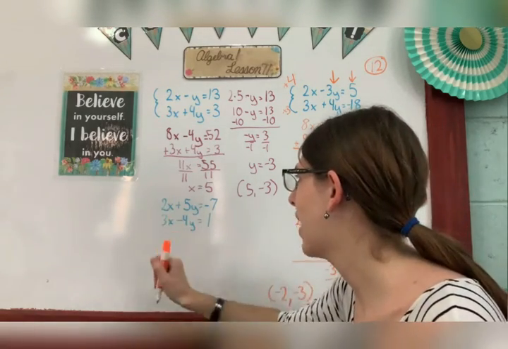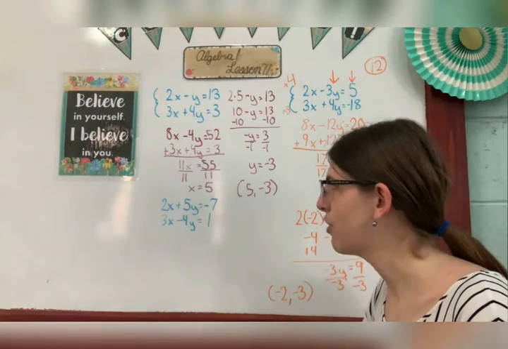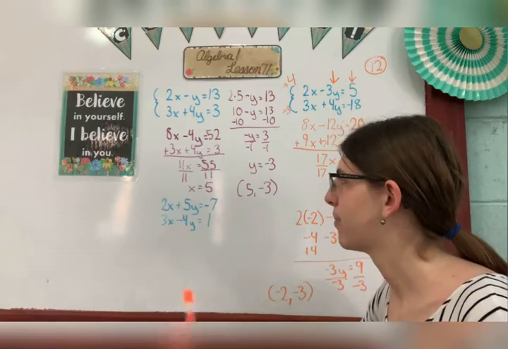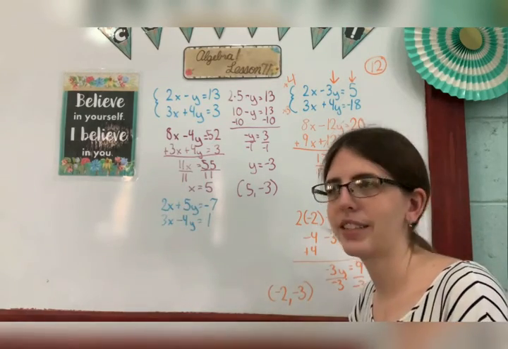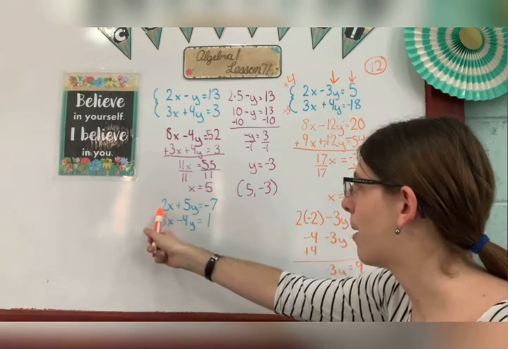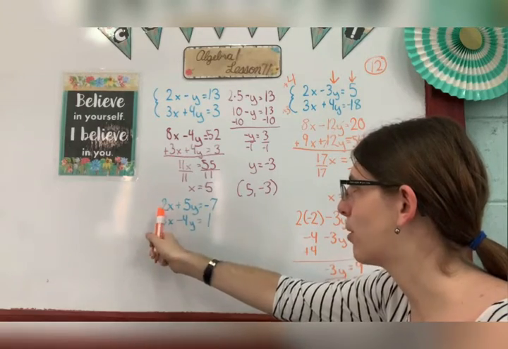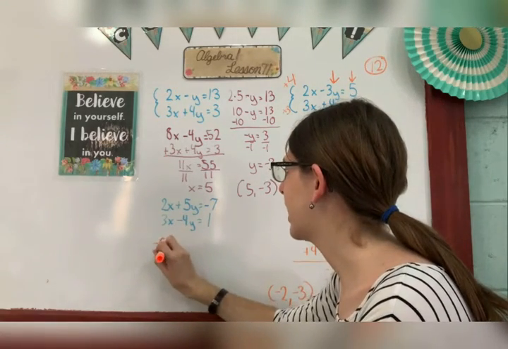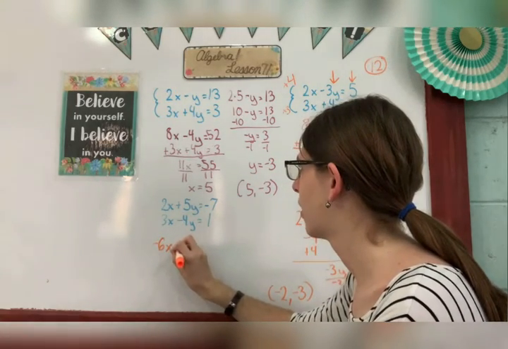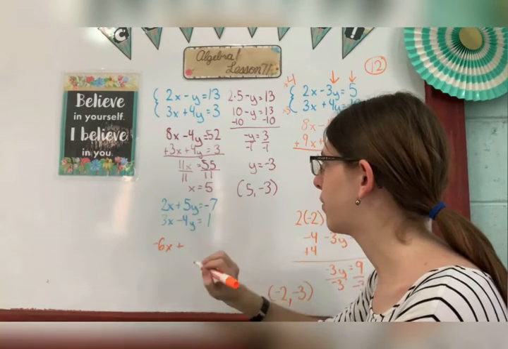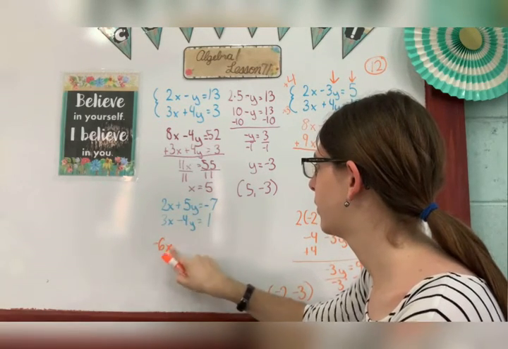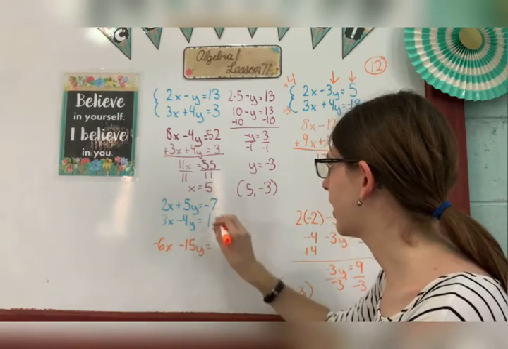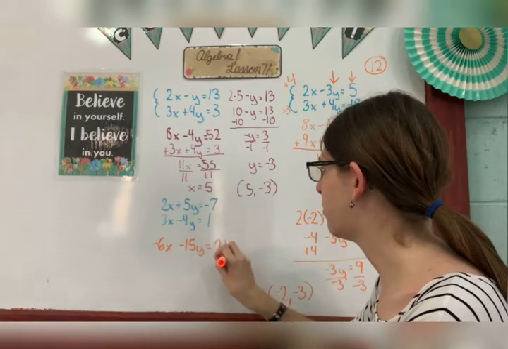So I have got 2x and I've got 3x. They're both positive, so I have to make one of them negative. I'm going to make the top one negative. The least common multiple of 2 and 3 is 6. So to get to my least common multiple of 6, I multiply the 2 by 3. But I'm going to do negative to make it negative. So that gives me negative 6x plus negative 3 times 5 is negative 15. So that will become minus 15y equals negative 3 times 7 is positive 21.